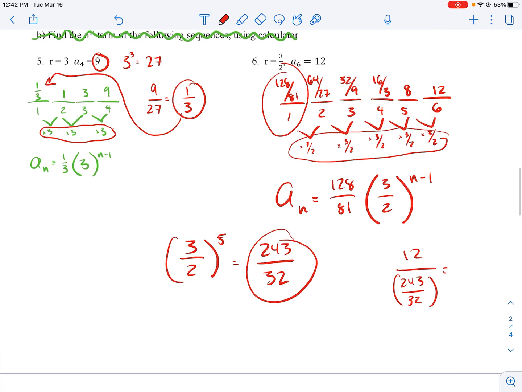Let's verify those. So 12 divided by 243. Math frac that bad boy. Bada bing, bada boom. Okay? So anyway, a couple ways you could figure that out. Okay? That's clearly up to you.